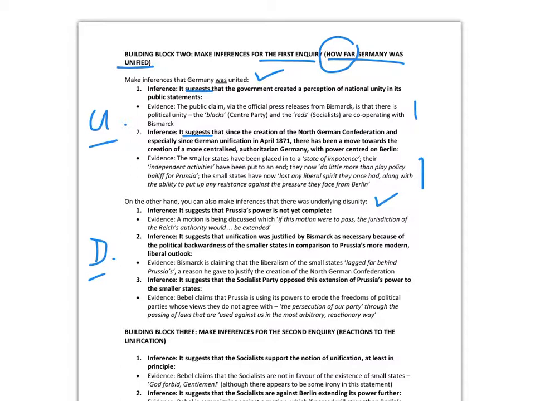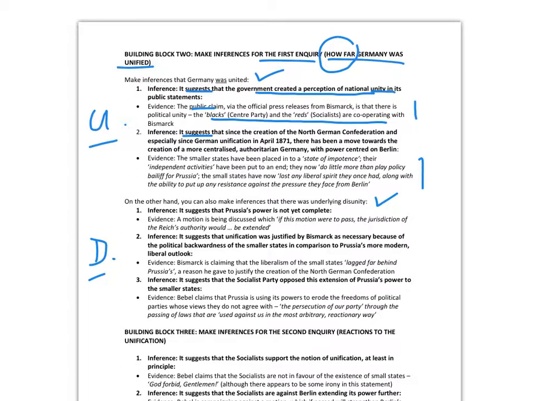So take one here. Inference. It suggests that the government created a perception of national unity, that Bismarck was trying to create a perception that it was a united country. How do we know that? The public claim, that's where Bismarck is claiming that the blacks and the reds are cooperating. Another one you could mention was the use of the press organ.